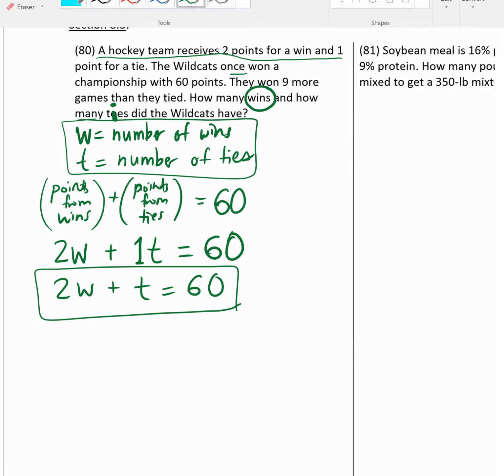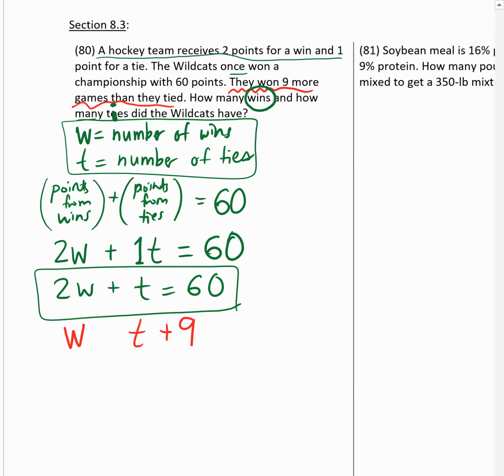What else did they give us? The third sentence will probably give it to us. They won 9 more games than they tied. Okay, they won, which is W, 9 more. That means you're adding 9 to something. Games than they tied. Well, how many games did they tie? We called that T. So the number of wins is 9 more than the number of ties, I guess. That's a way to rephrase it to make it easier. Number of wins is 9 more than the number of ties.